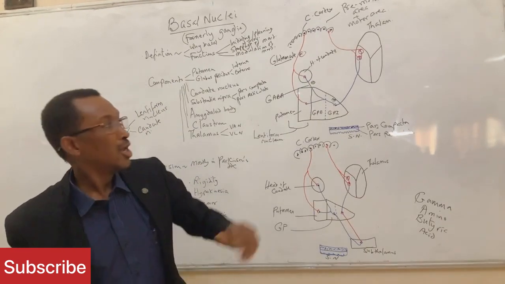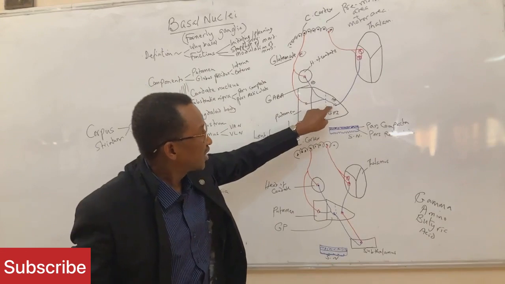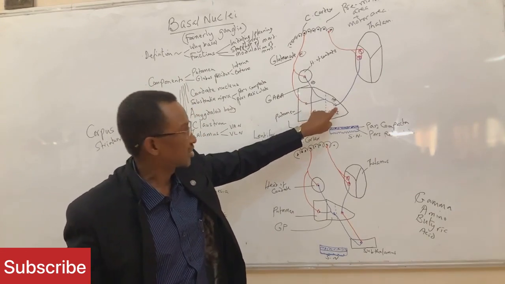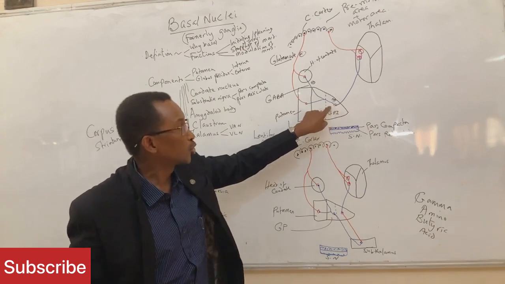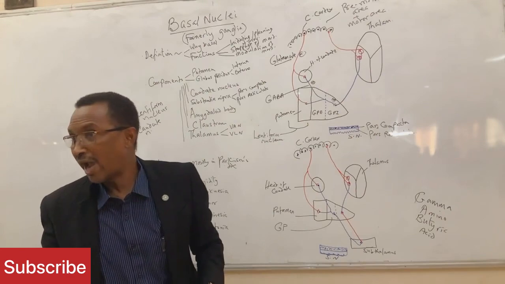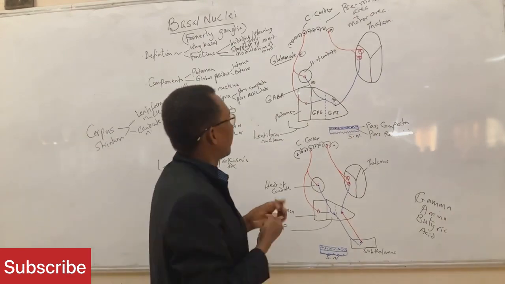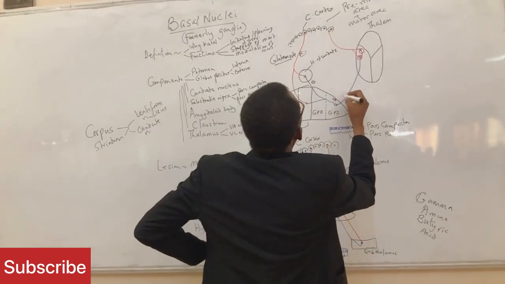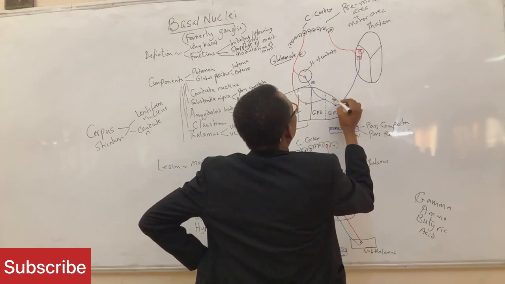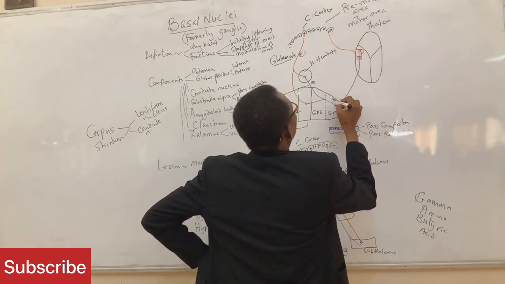Are you clear? So now, because this second order neuron is stimulatory to this third order neuron, that means this neuron will stimulate this one to produce more GABA. Are you clear? So if this one now is inhibitory here, you know, it is now going to inhibit.